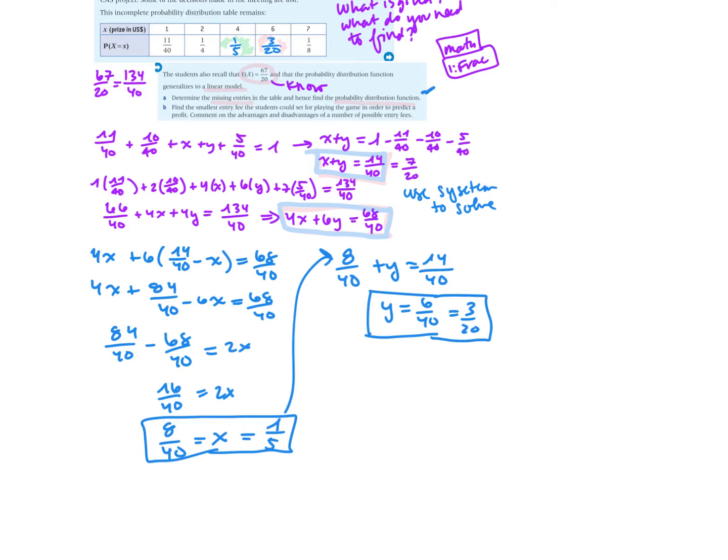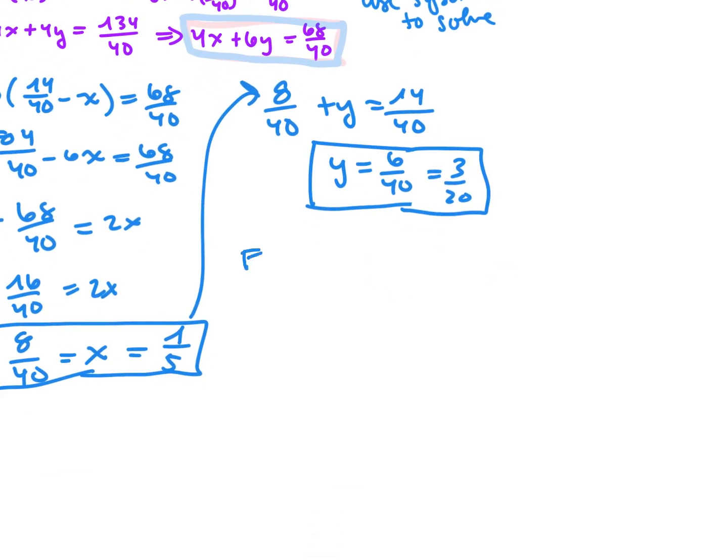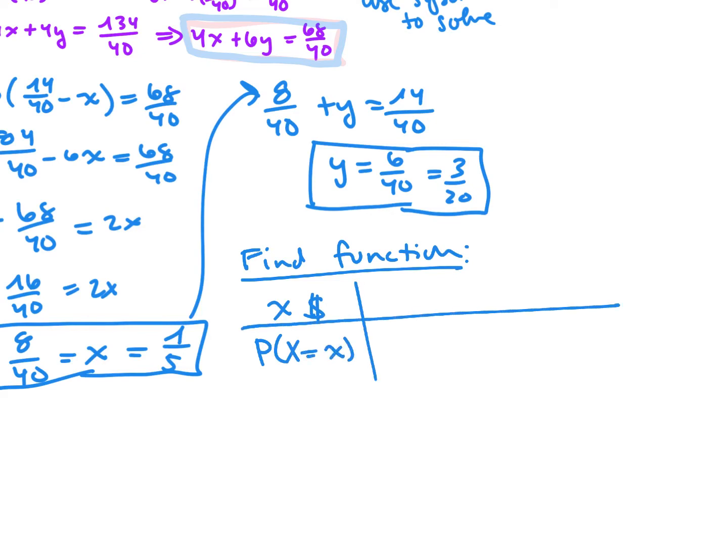And then it says, oh wait, no. Determine the missing, find the function. Oh, that's why I had that on there. Okay, so find function. Remember, it was like you were finding from the table. So I'm going to rewrite my table. My probability of big X equals little x. So this is 1, 2, 4, 6, 7.